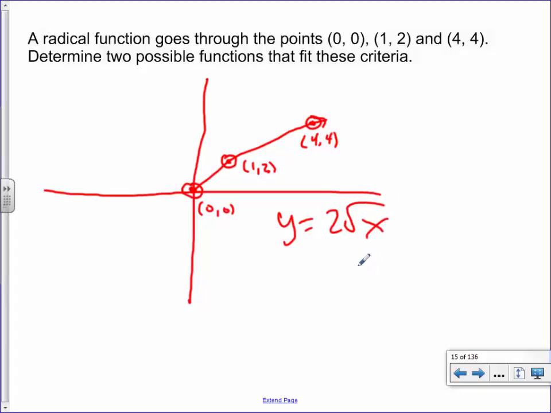Does that make sense? That's one of the equations I could have written. What's the other one? That's the other equation you could have written. Yeah, or I guess working backwards, the 2 can go inside the square root sign and become a 4.